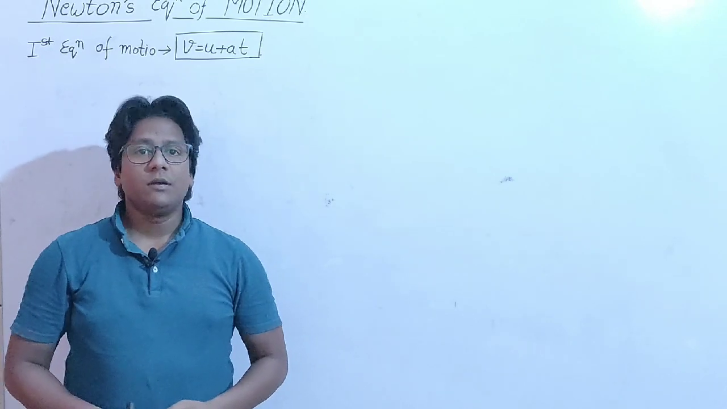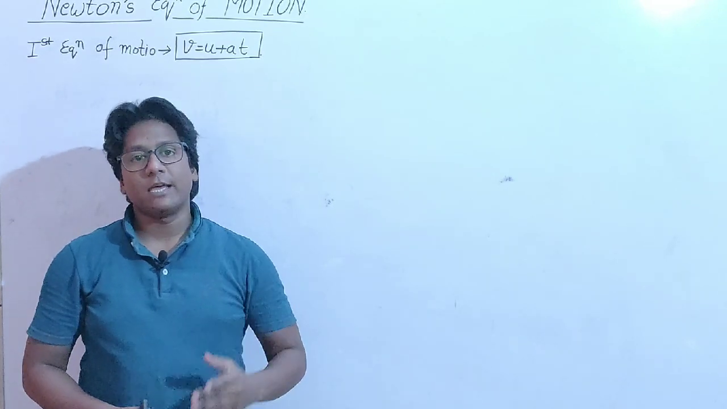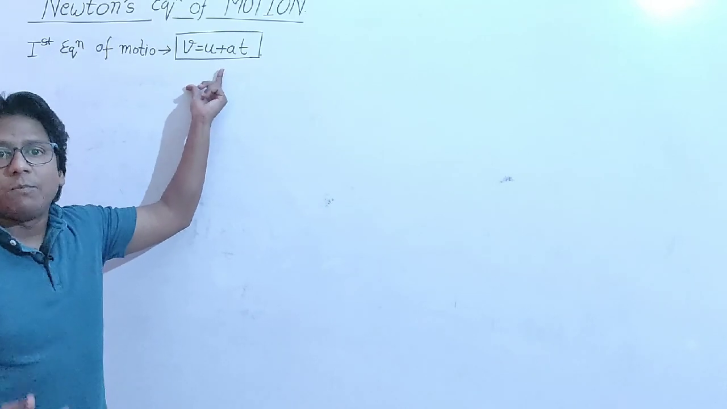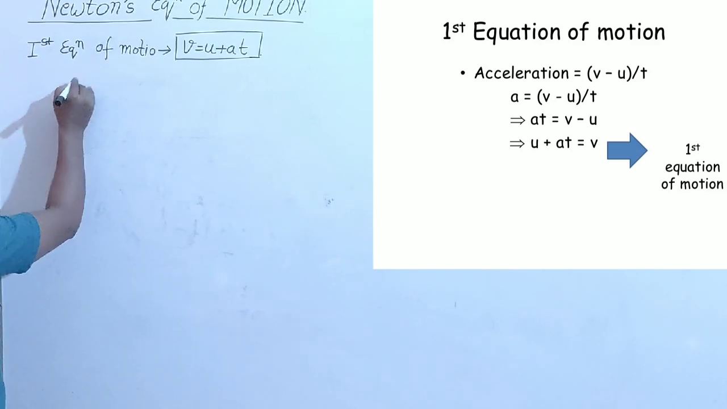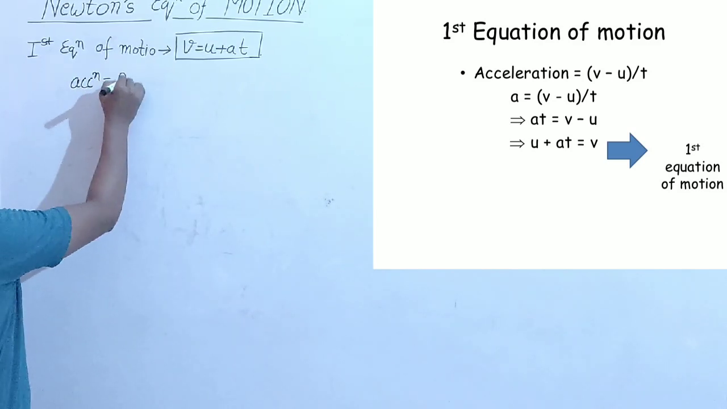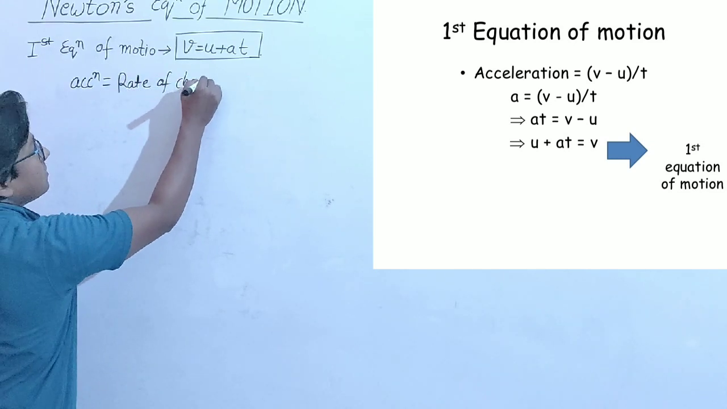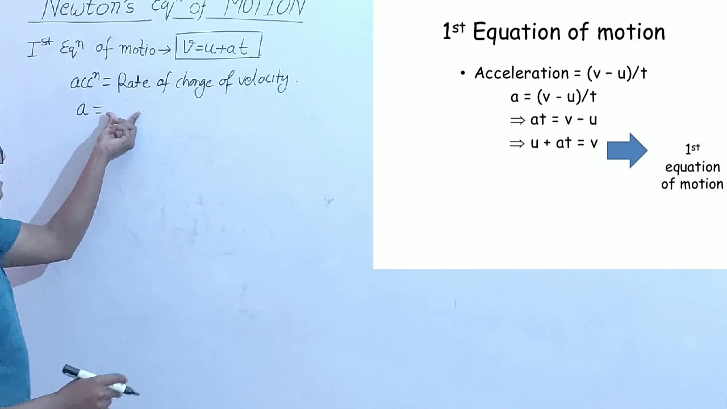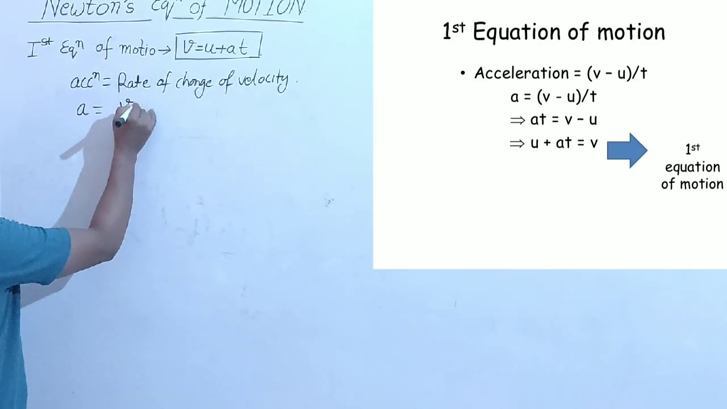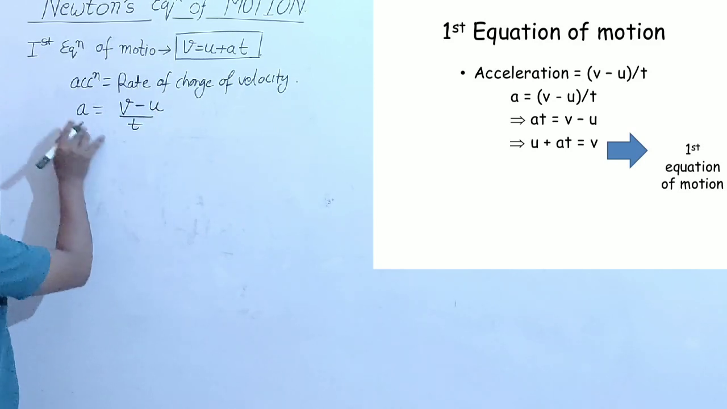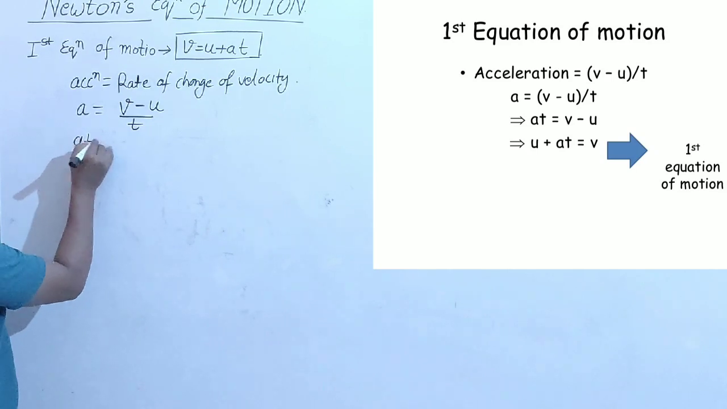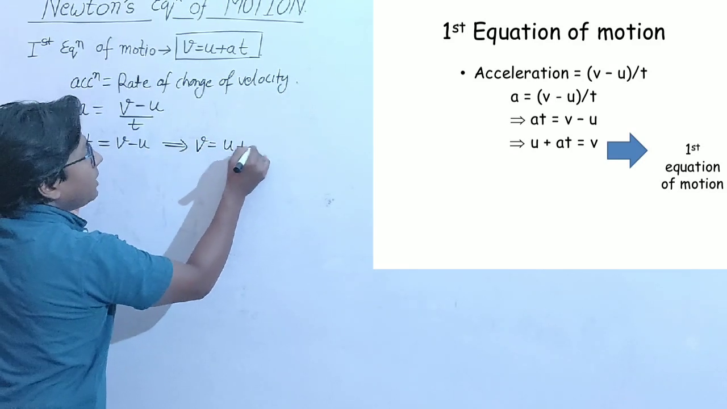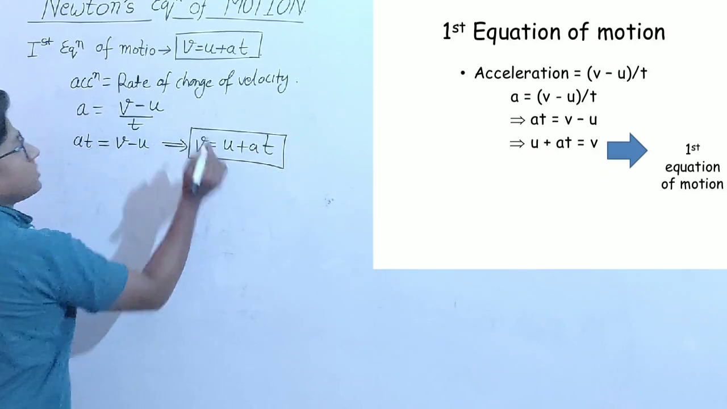Dear students, let's derive Newton's equations of motion. We will start from the first equation, V equals U plus AT. This equation is derived with the help of the definition of acceleration. The definition of acceleration is the rate of change of velocity. Rate of change means change in velocity, that is final velocity minus initial velocity, divided by T. So A equals (V minus U) by T. When we multiply by T, it becomes AT equals V minus U, or V equals U plus AT. So here is the first equation of motion.